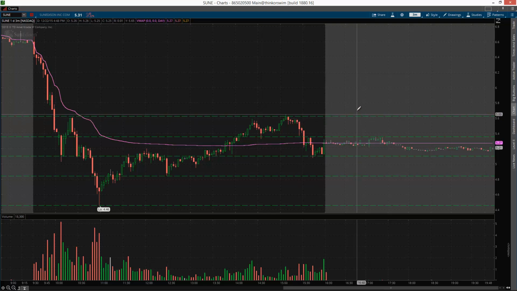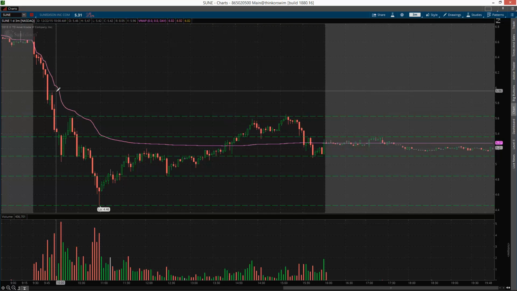So that's how I determine whether or not a resistance or support level is key: if it's tested multiple times. You can see that this resistance level around 5.6 was not tested only once, but twice and 3 times. So moving forward, going into tomorrow, we can say that 5.6 is going to be a very key resistance level. A breakout of 5.6 should signal a nice move to the upside on SUNE.